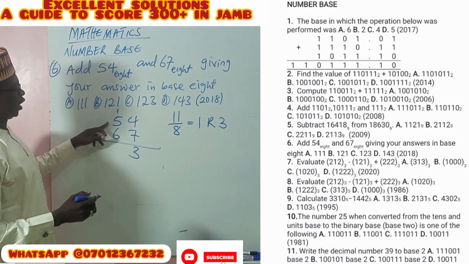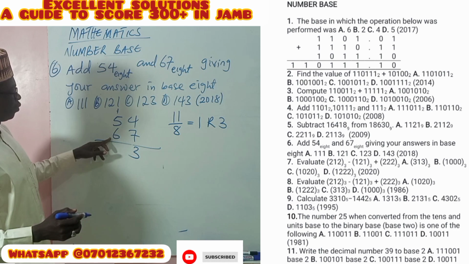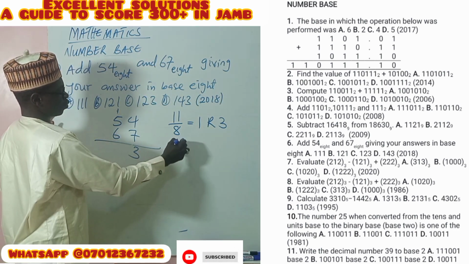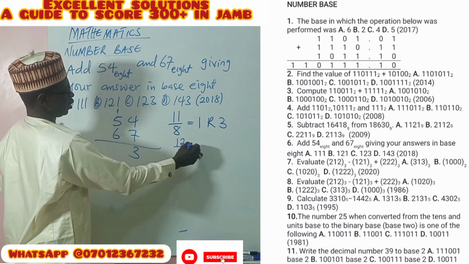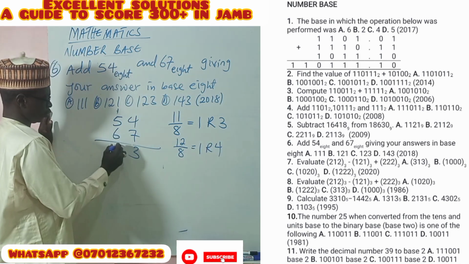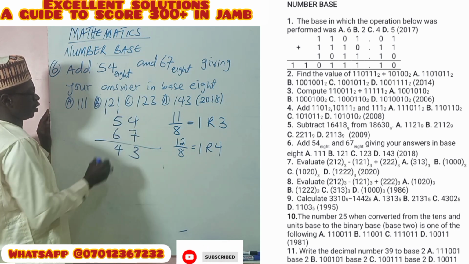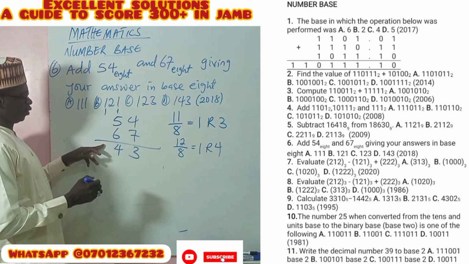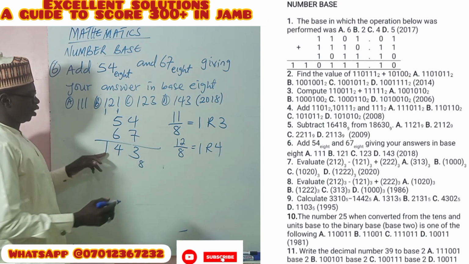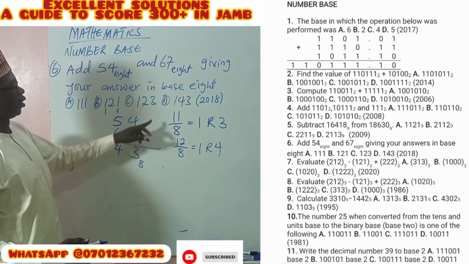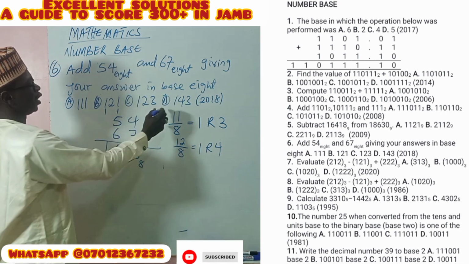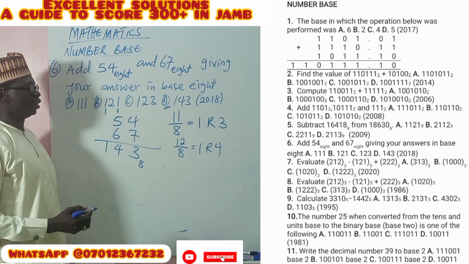So 1 plus 5 is 6, plus 6, we have 12. 12 in base 8 is the same as having 12 divided by 8. This will give you 1 remainder 4. So we put this 4 here and bring this 1 here. 1 plus nothing, we have 1. So if we look here, the answer is 143 base 8. If we look at our option D, we have 143 base 8. The answer is option D.